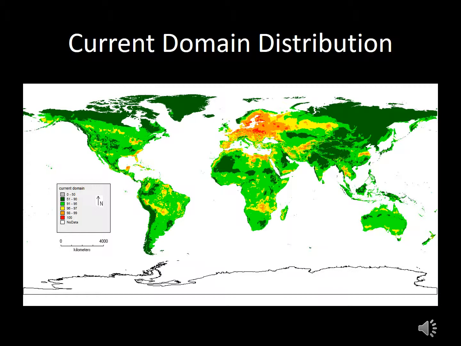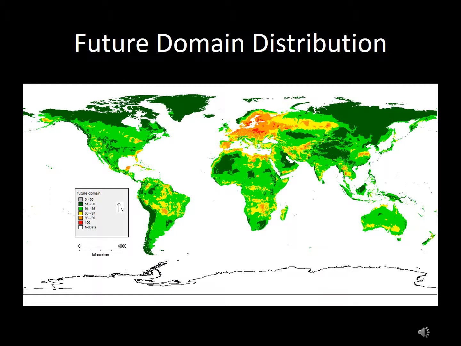Current domain distribution. This is the areas of territory currently controlled by the cucumber crop across the globe. The grey and darker green can be seen as the least dominated areas, while the yellow to red represent the most dominated areas.